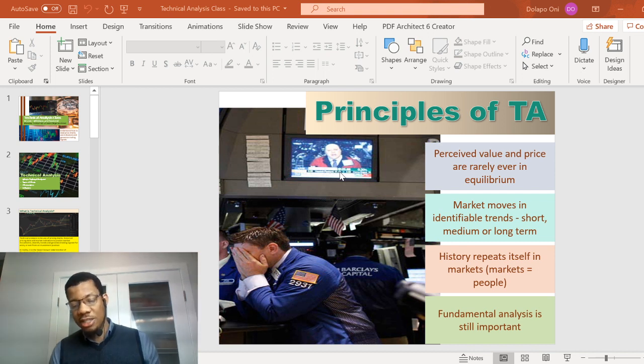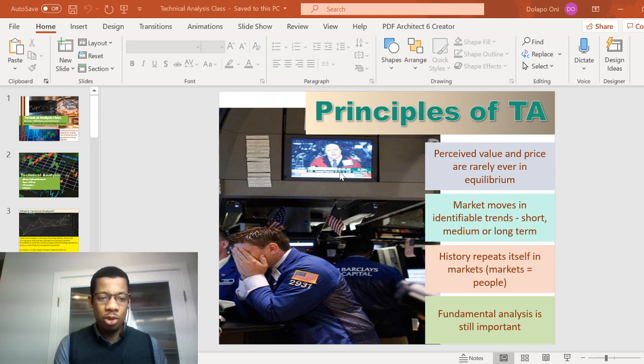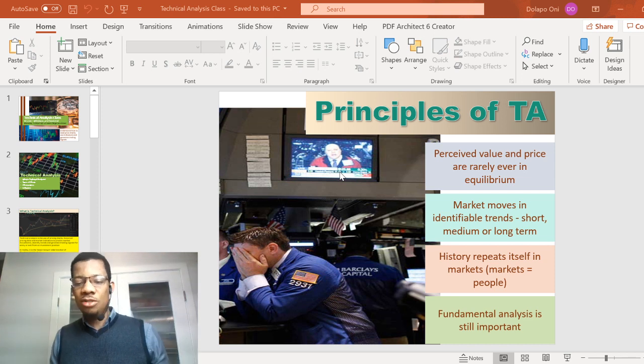So whatever you're investing in, make sure you are reading the research reports about it so that you get the fundamental analysis part, and then you also add your technical analysis. So in a nutshell, that's an introduction to technical analysis, and those are the principles behind technical analysis.